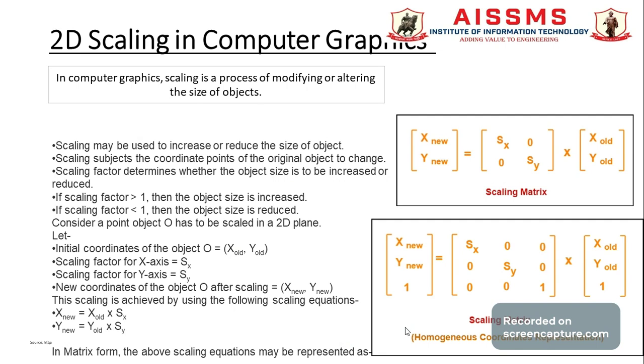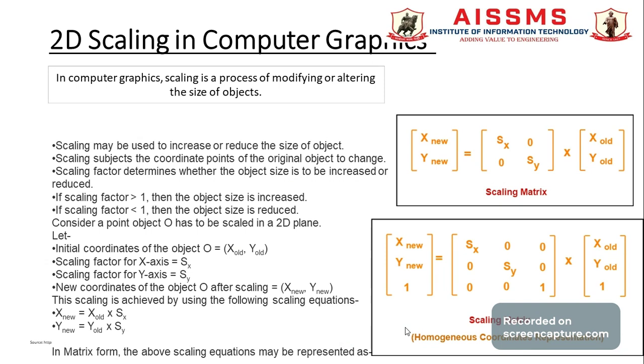Whenever you apply the scaling factor, it requires two conditions, for whether the object size is increased or compressed. If the scaling factor is greater than 1, then the object size is increased, that is, the actual object size is getting increased. Another condition is that if the scaling factor is less than 1, then the object size is reduced, that is, the actual object size is compressed by using this scaling factor.